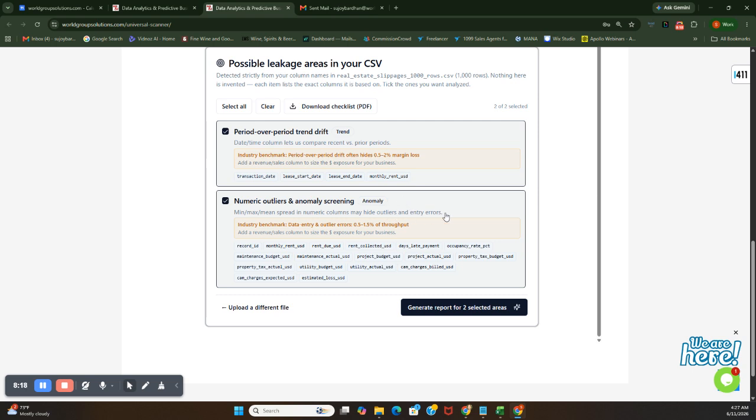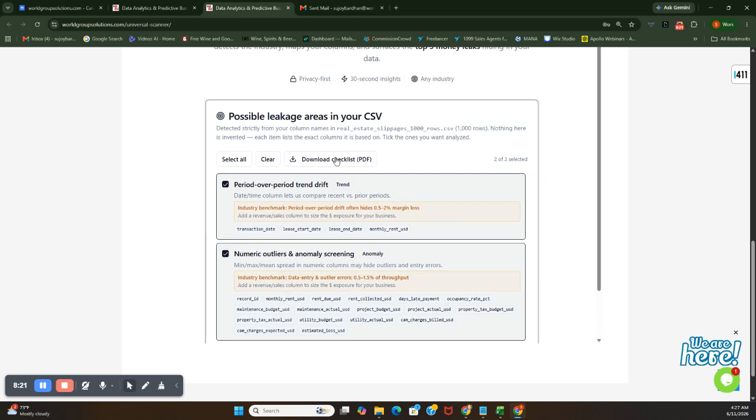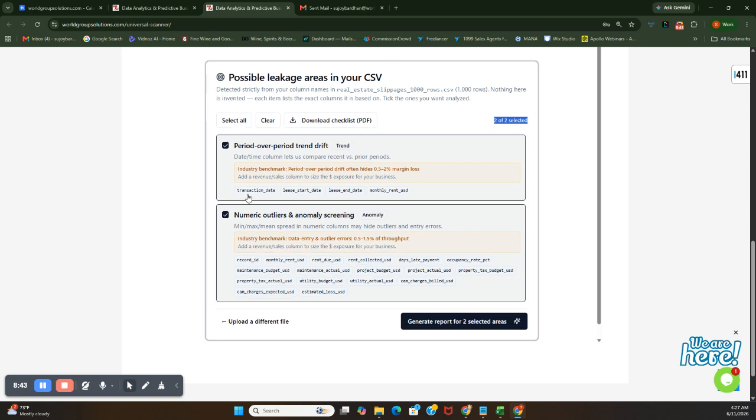The AI triggered, and when it triggered, it figured out that yes, I am looking into the real estate file which I'm talking about. These are not invented. These are basically the solid CSV file which you are working on, right? And it has found two cases from that CSV file. Case number one, it is looking into transaction date, lease start date, lease end date, and month end date. So it's looking into these few columns, and it's coming to a conclusion of period over period trend drift.